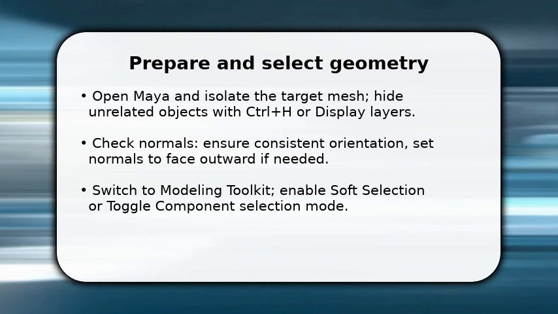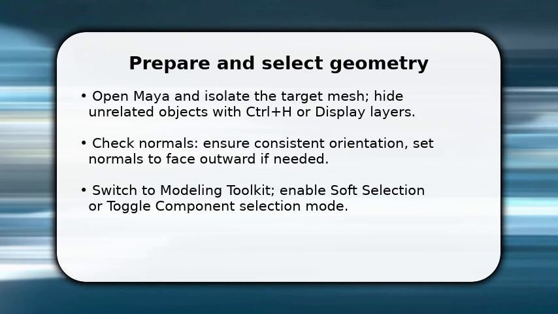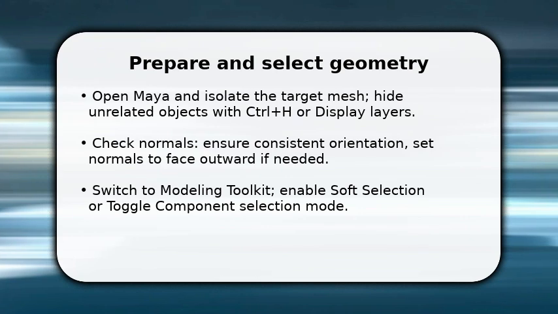Once done, switch to the modeling toolkit and set component selection to faces or vertices. Make sure soft selection is off for hard cuts, or on if you want smooth transitional removal. This setup reduces mistakes and speeds the next steps.